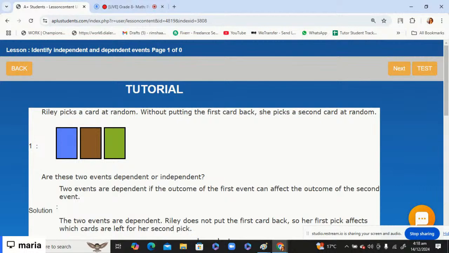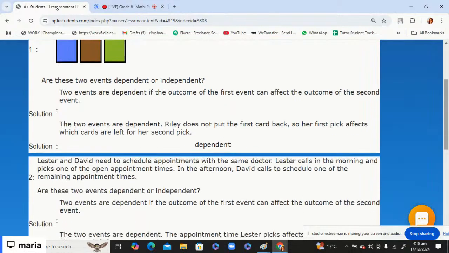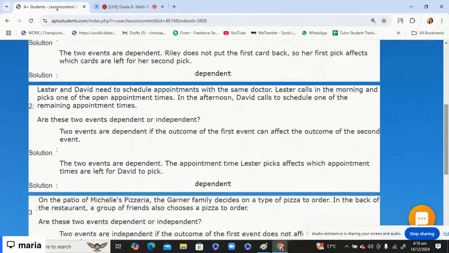Okay. Now Rayleigh does not put the first card back, so her first card affects which cards are left for her second pick. So there are three cards, and then we say that it's a dependent event.